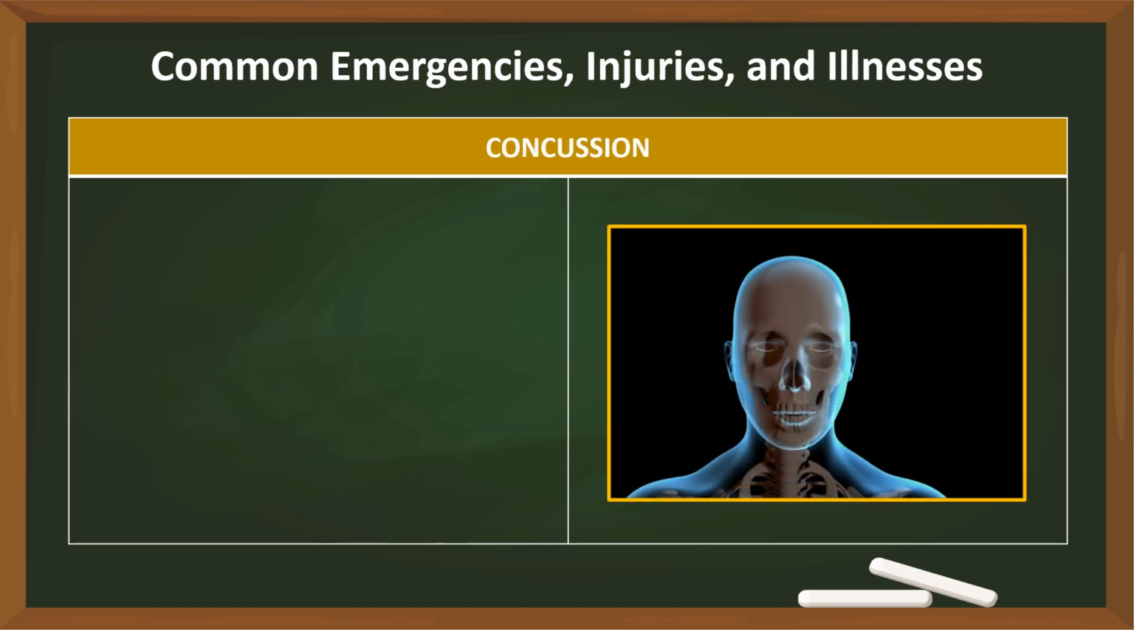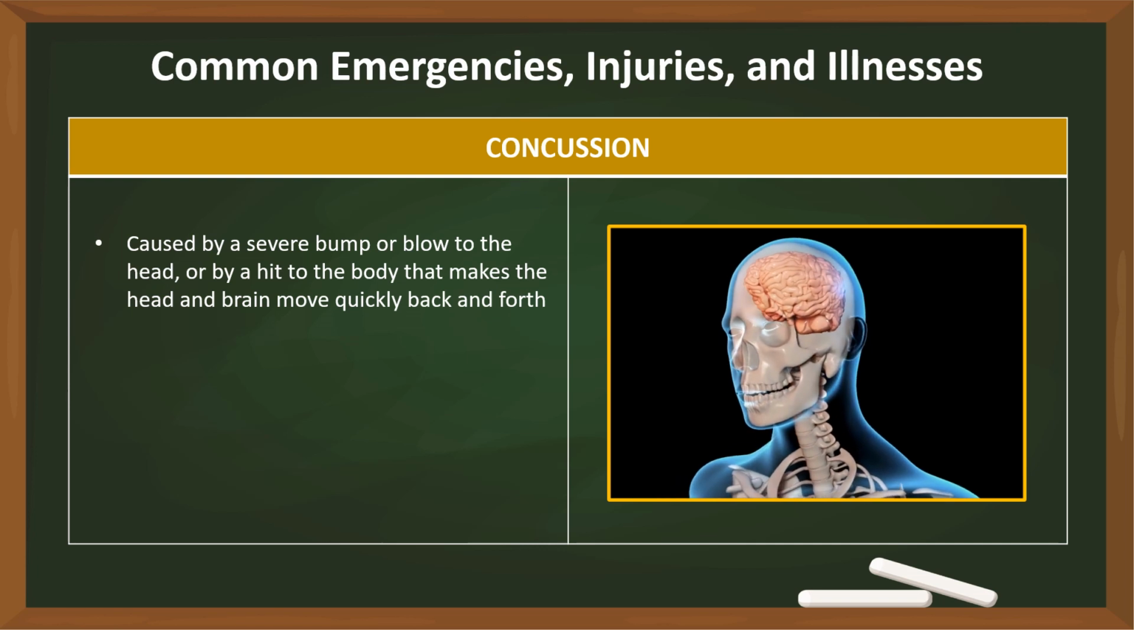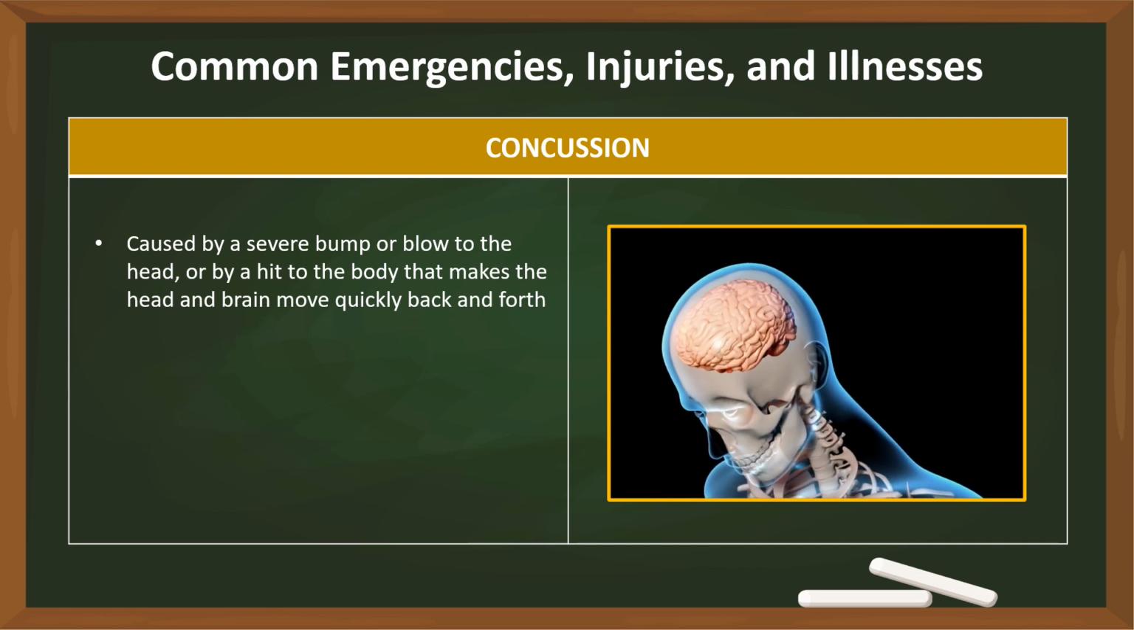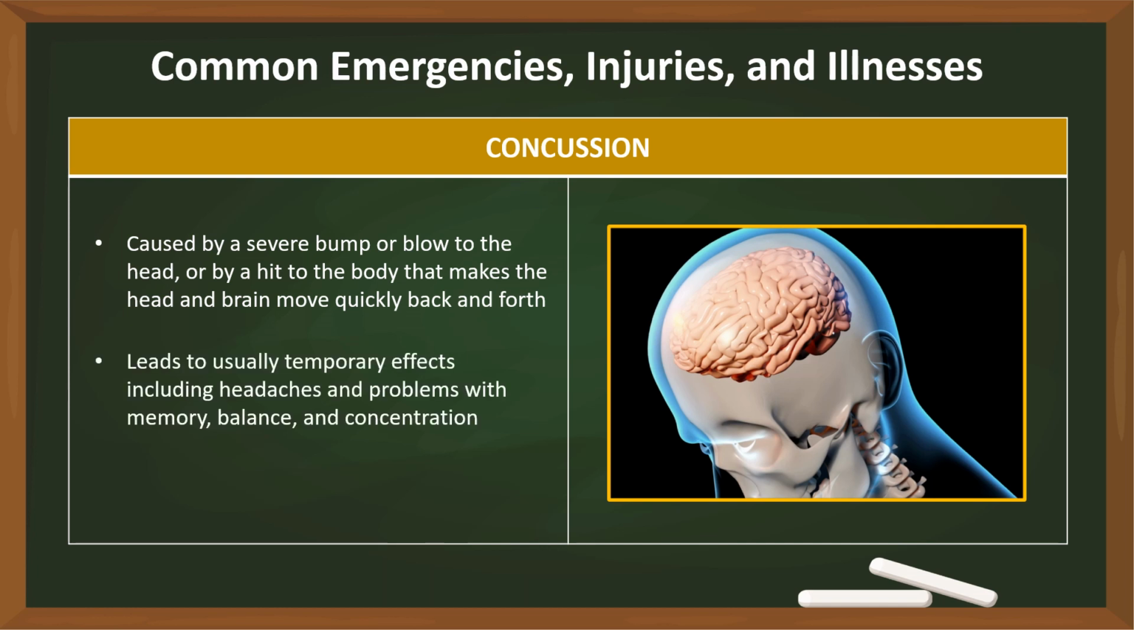Injuries include concussions, which are caused by a severe bump or blow to the head, or by a hit to the body that makes the head and brain move quickly back and forth. A concussion leads to usually temporary effects, such as headaches and problems with memory, balance, and concentration. We can also call a concussion a mild traumatic brain injury.